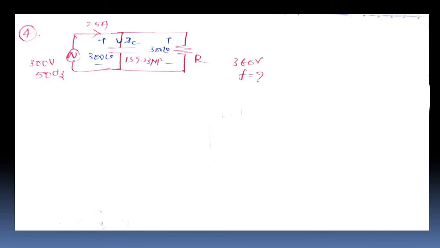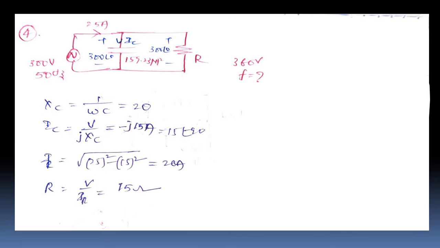analyze the given data. So from the given data, we have to calculate what maximum we can calculate. So here the voltage source is connected in parallel with a capacitor as well as the resistance. The value of capacitance is given and the frequency is given. So from that you can calculate the capacitive reactance.